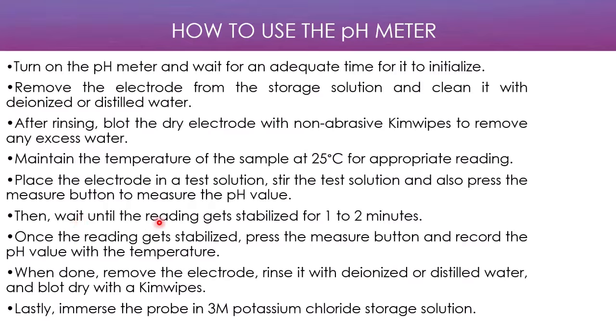Then wait until the reading gets stabilized, for 1 to 2 minutes. Once the reading gets stabilized, press the measure button and record the pH value with the temperature. When done, remove the electrode, rinse it with deionized or distilled water and blot dry with a clean wipe. Lastly, immerse the probe in 3 molar potassium chloride storage solution.